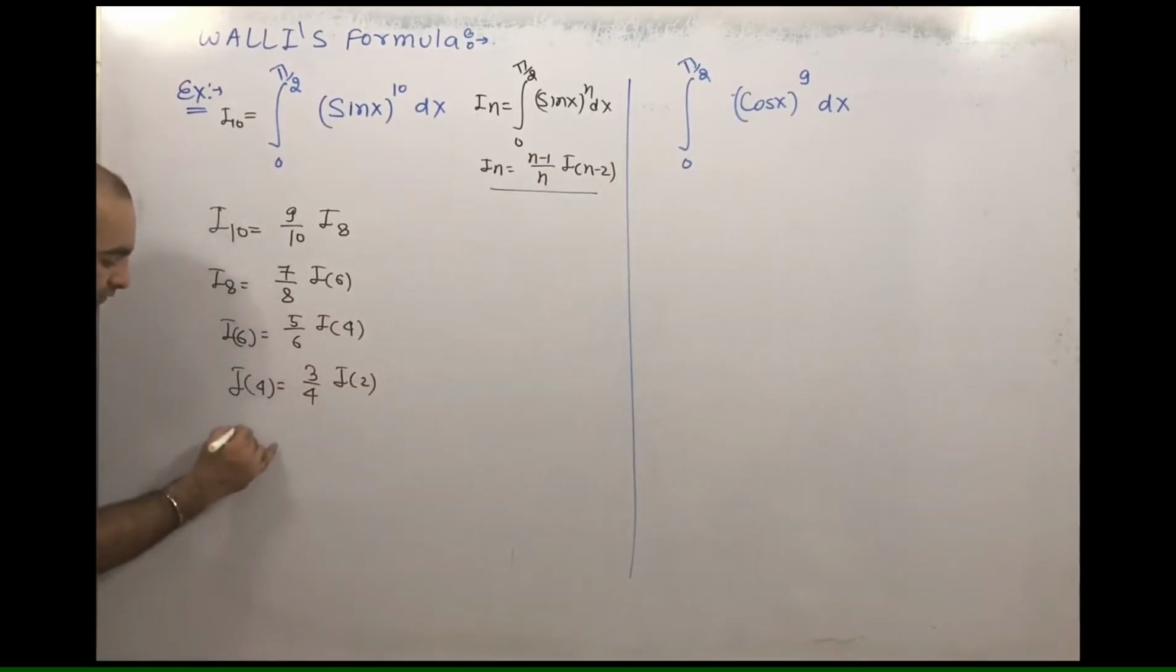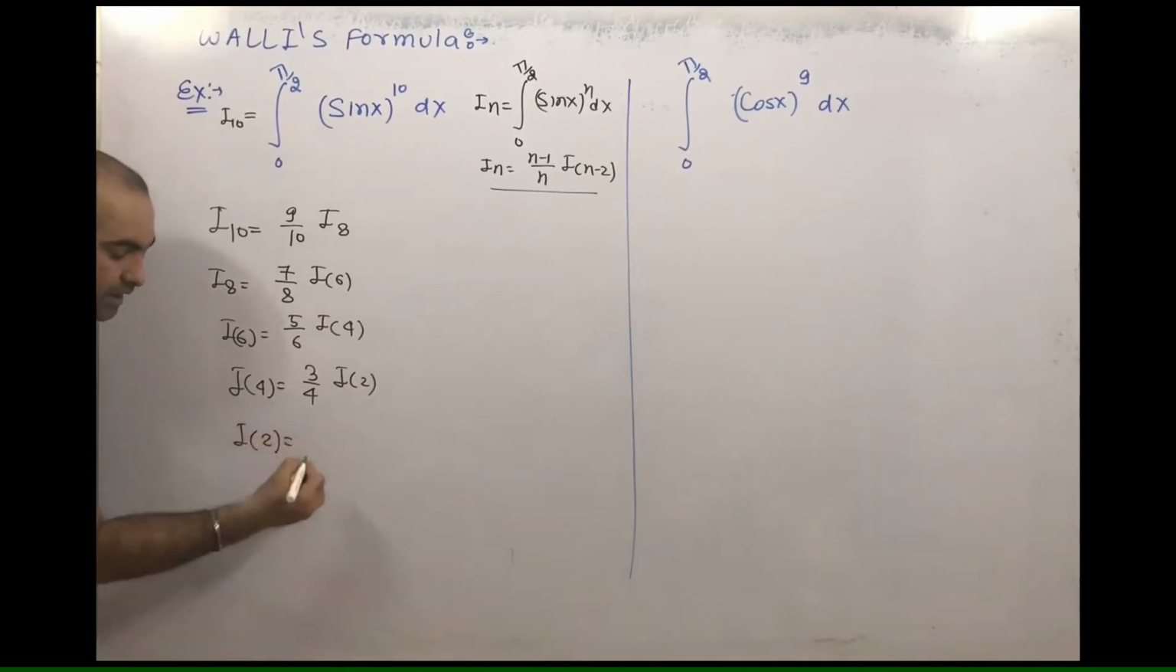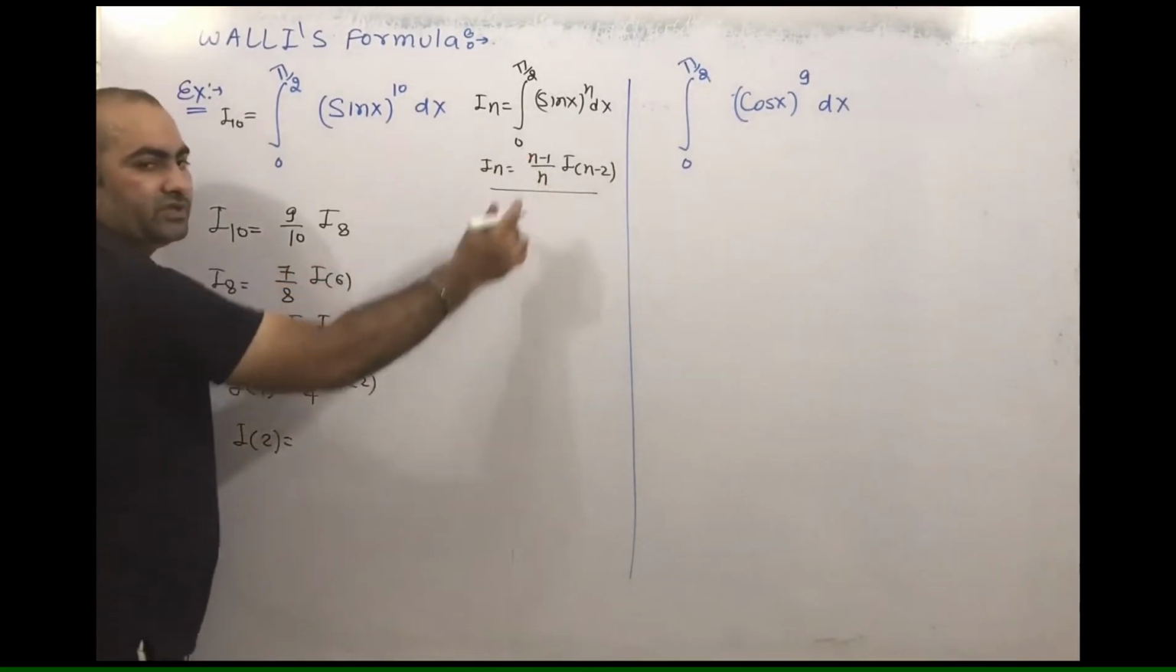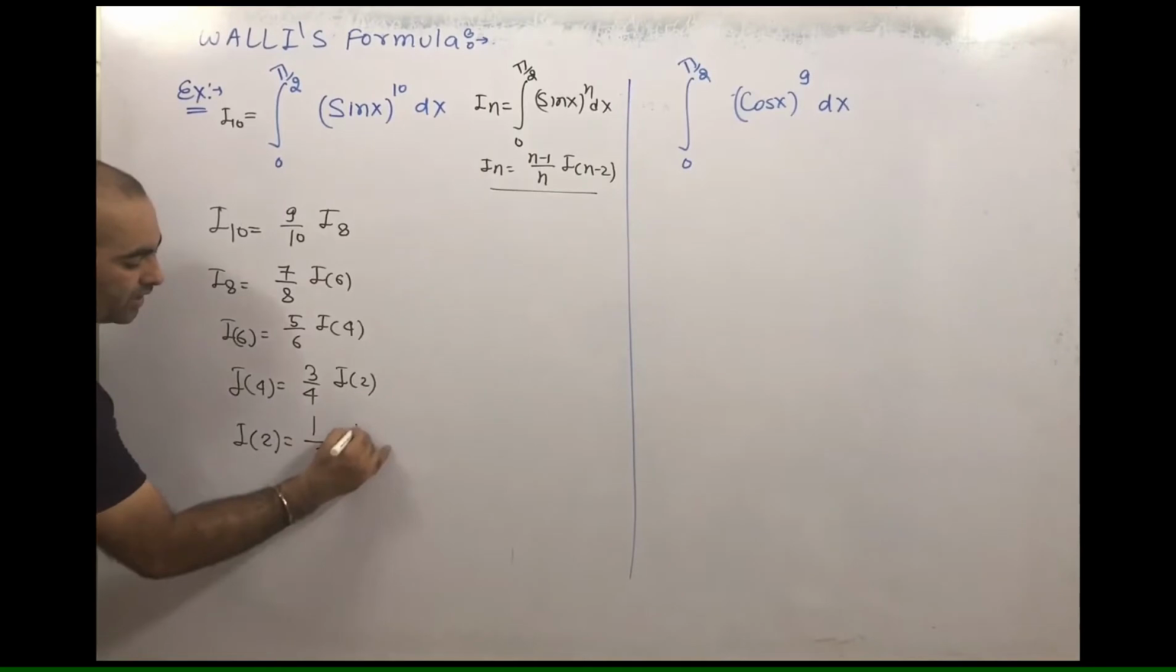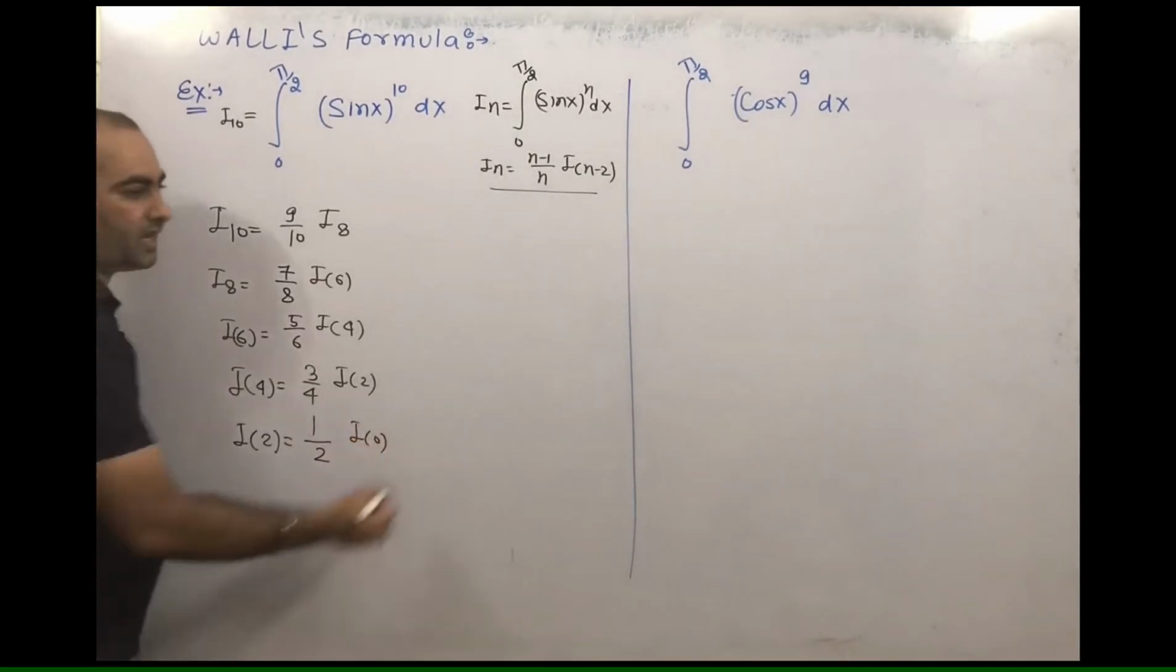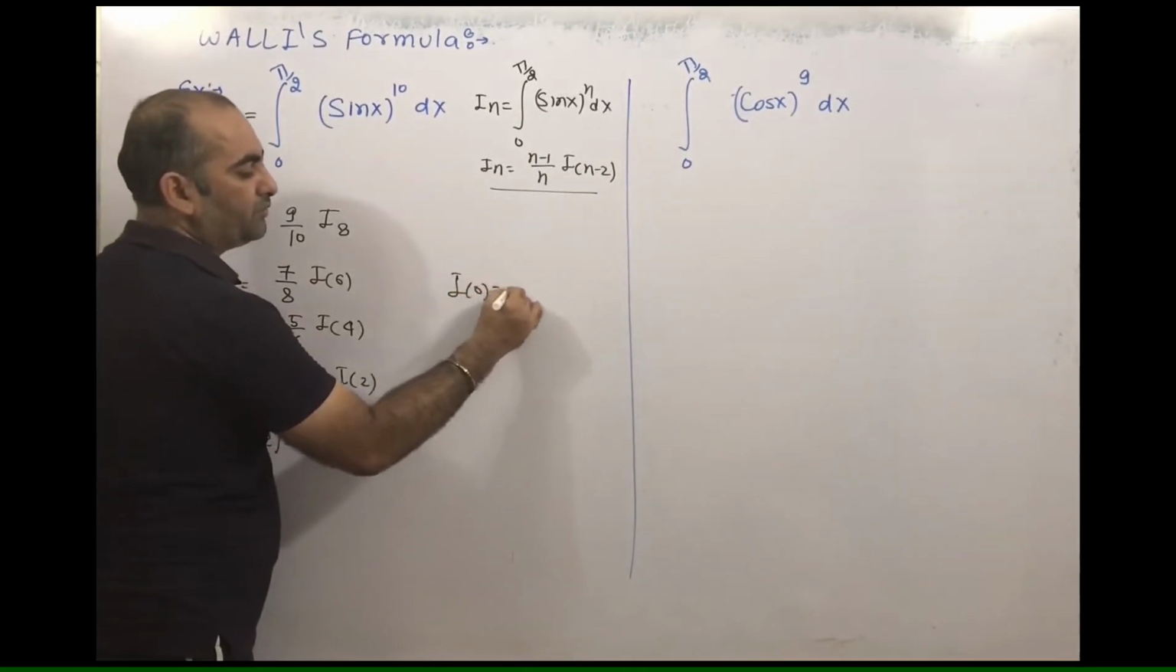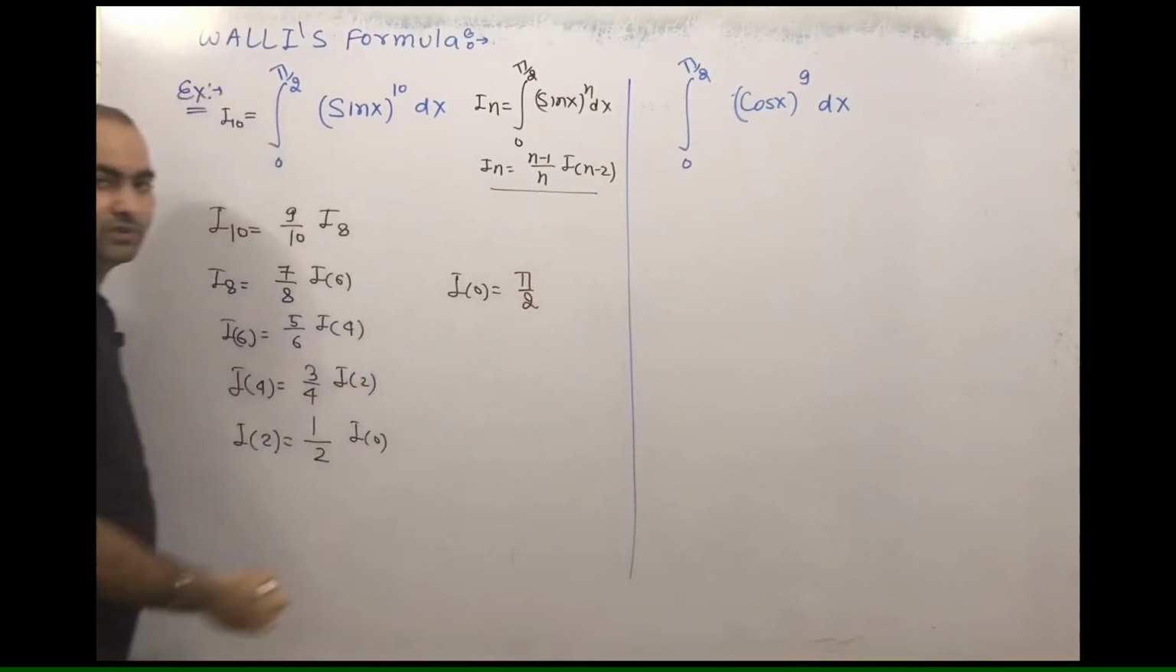And what is I of 2? 2 minus 1 is 1, divided by 2, and I of 0 will come. And what is I of 0? That we know: I of 0 is pi by 2.